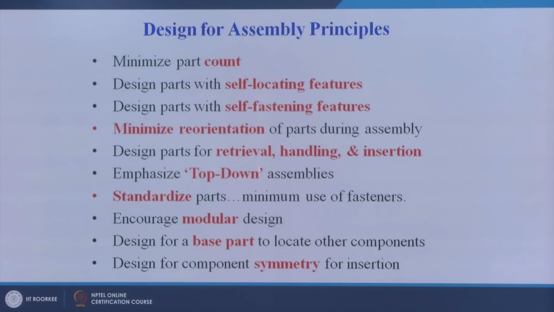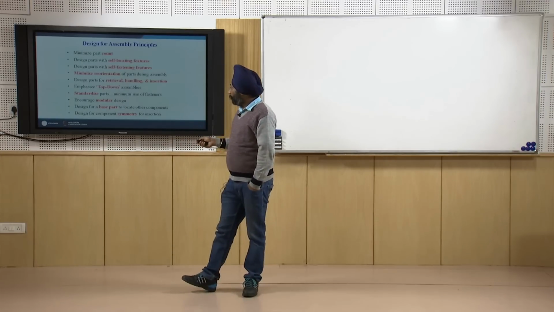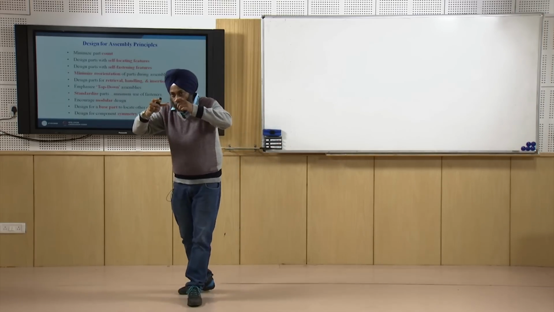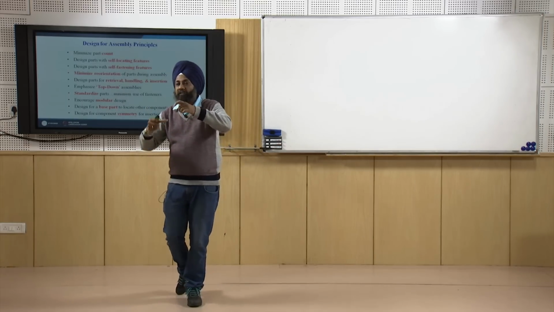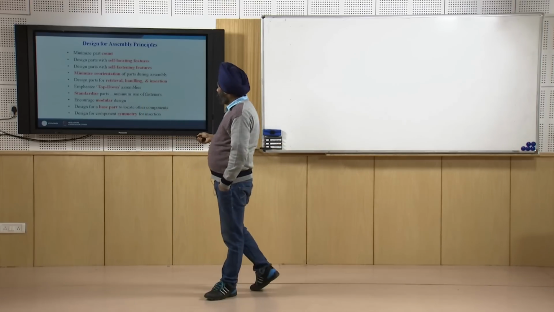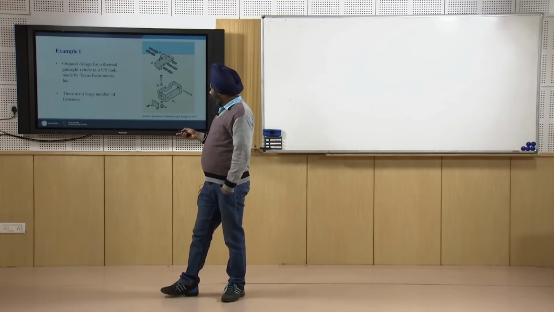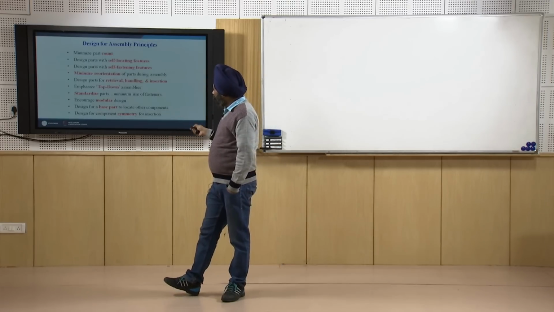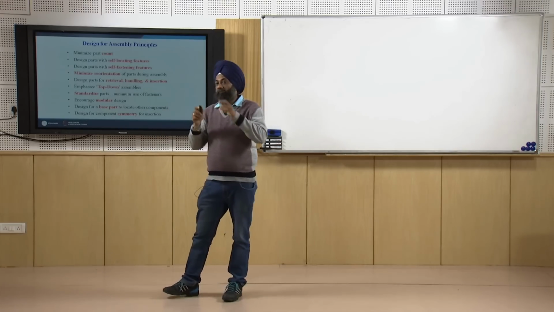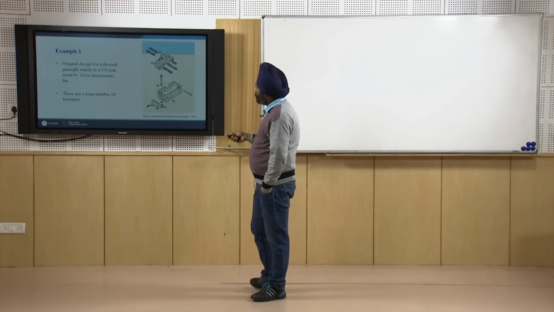As I have told in the top down approach, sequence is very important. And design for component symmetry for insertion. So suppose a square part has to fit on a square part, both parts can have a square geometry so that it is easy to fit. So the component symmetry also is important. If we take into account all these points, or design for assembly guidelines or principles, our design would be easy to assemble. Now here we can see one example.